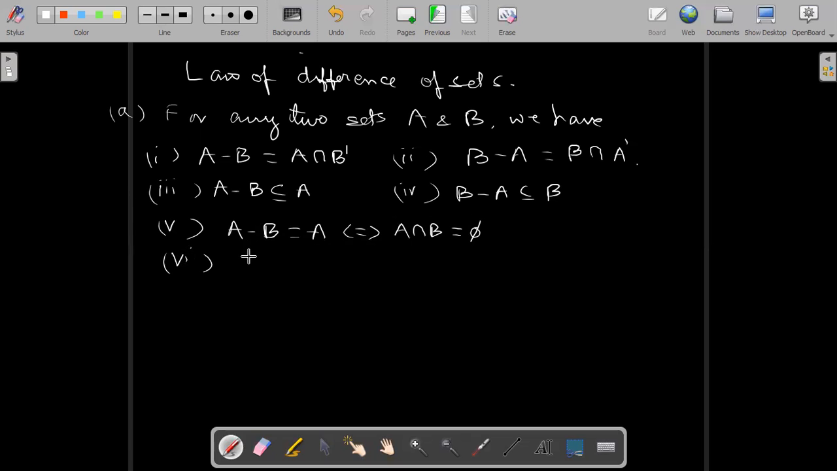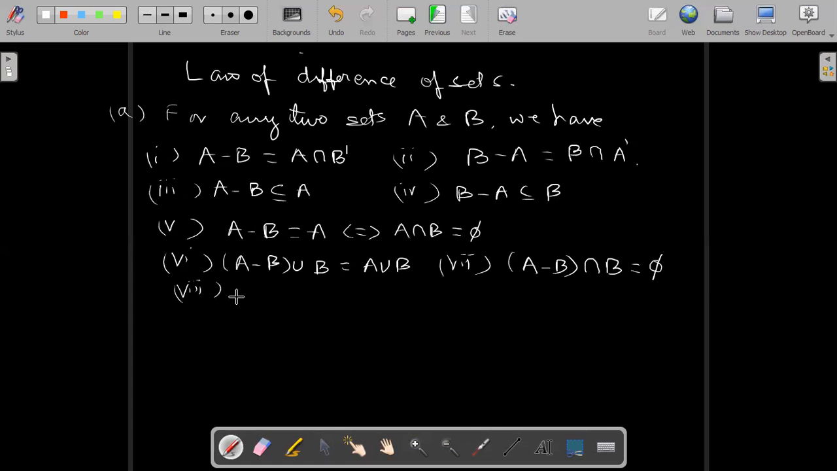Sixth property: A minus B union B will be equal to A union B. And the seventh property: A minus B intersection B will be nothing, a null set.